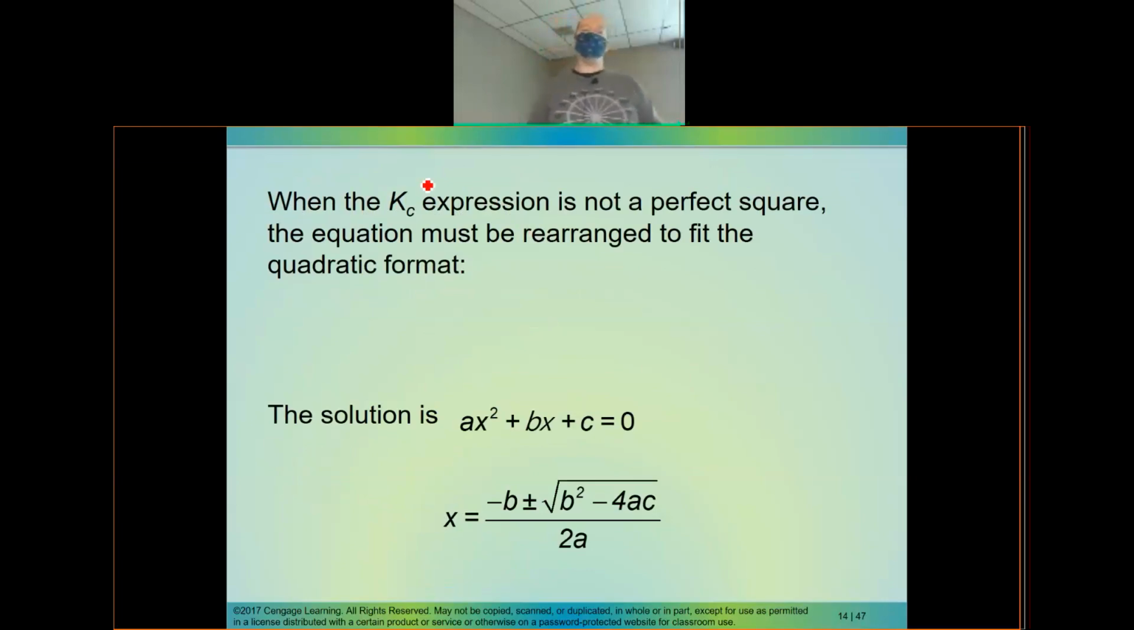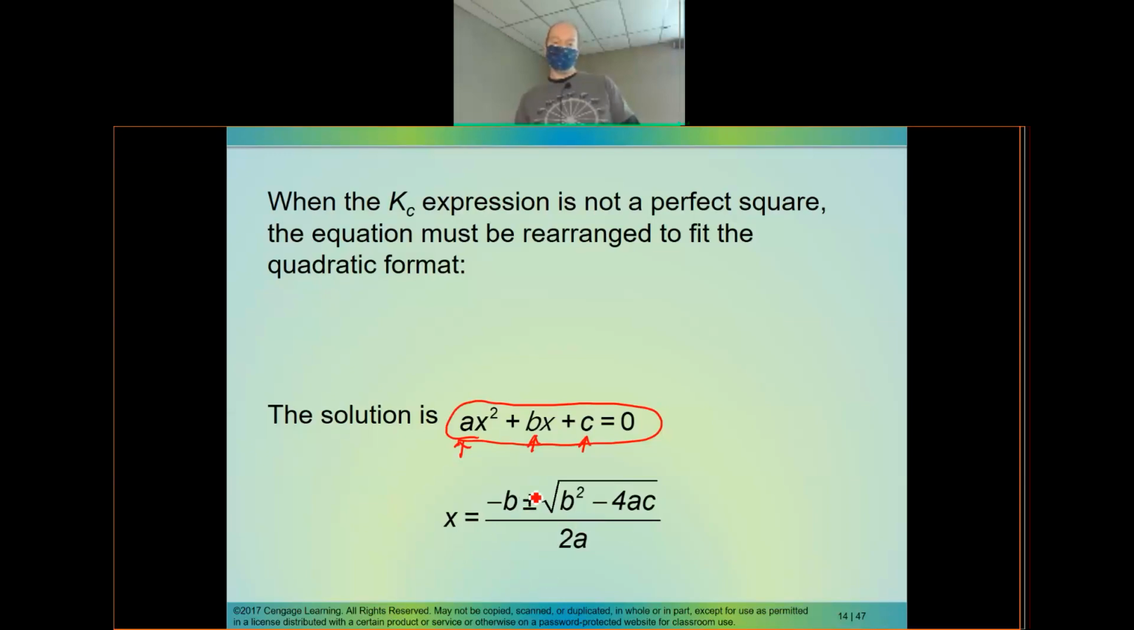All right, so when the Kc expression is not a perfect square, then we're going to use the quadratic equation. So you've got to put your math into the form of ax squared plus bx plus a constant c equals 0. And that gives you your a, your b, and your c. And so when you're solving for x using the quadratic equation, you have x equals negative b plus or minus the square root of b squared minus 4ac, all over 2a.